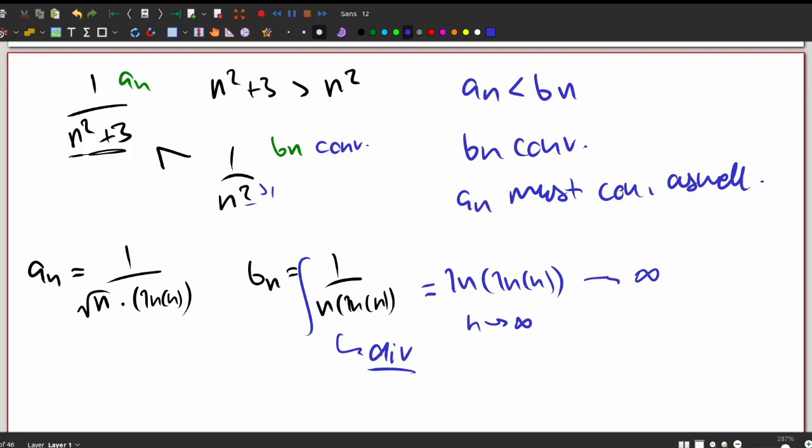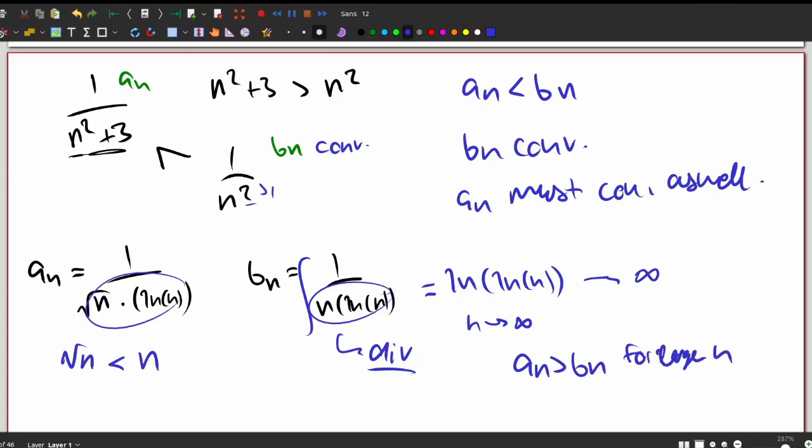For large n, square root of n is going to be less than n. Therefore, this one is going to have a smaller denominator than this sequence, and we can say that a of n is greater than b of n for large n. Now, through the direct comparison test, remember, if the smaller series, which here is b of n, diverges, the larger one must diverge as well. So therefore, we can say a of n diverges by the direct comparison test.